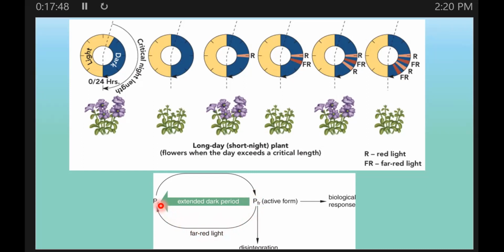And so that means it's the P sub R form. There's going to be more of that in the plant body, and that's going to tell this long day plant, no, don't flower. So it's actually the phytochrome pigments that are getting messed with when you do these little experiments like this.